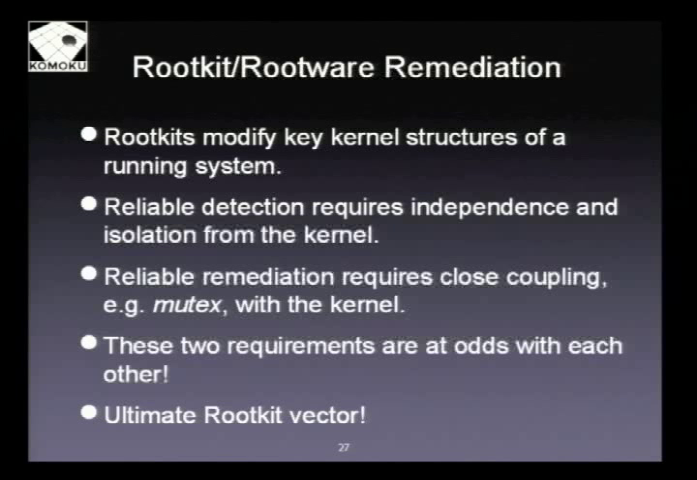I mentioned in the last slide that you want to have independence and basically isolation as much as possible from the running system to detect the rootkit. Now, in order to make any changes to the running system, you need to have very, very close coordination with that system. You basically need to be able to put a memory lock on the space that you're going to be changing so that the system doesn't crash, because you have a race condition here.